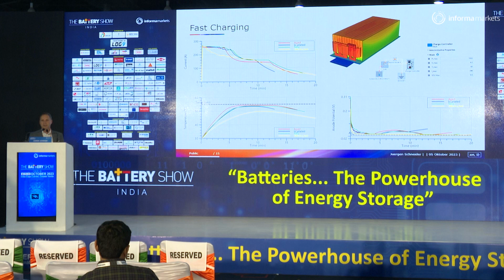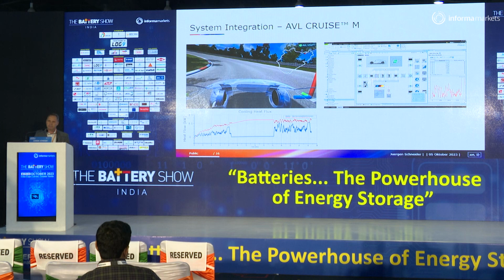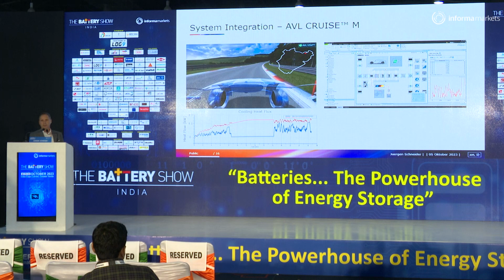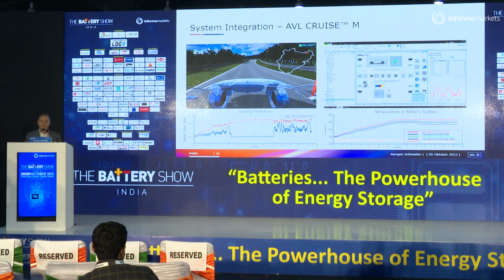And as I said at the end, you might also want to run it in a realistic setting. So in this case, we put it on a race track. It's the Porsche Taycan running on the Nürburgring. And as you can see, not only do we have information about the best lap time, but also the current temperature in the individual cells and the temperature of the cooling. They are just running two laps here.